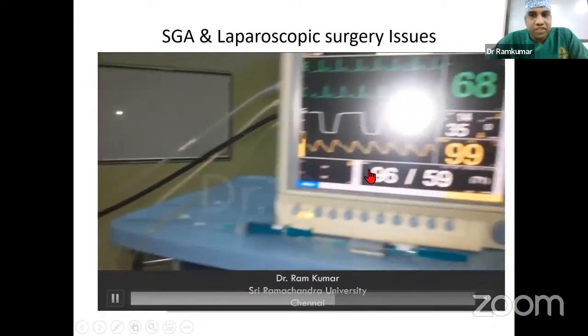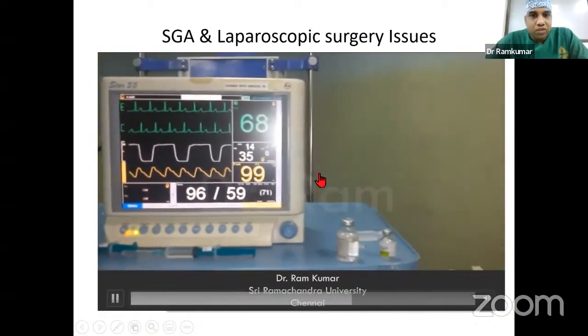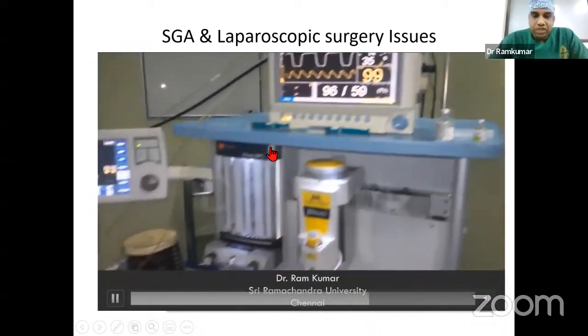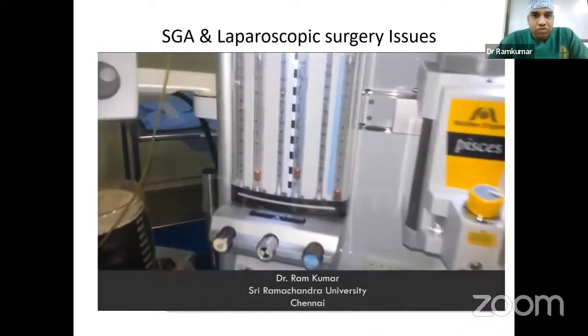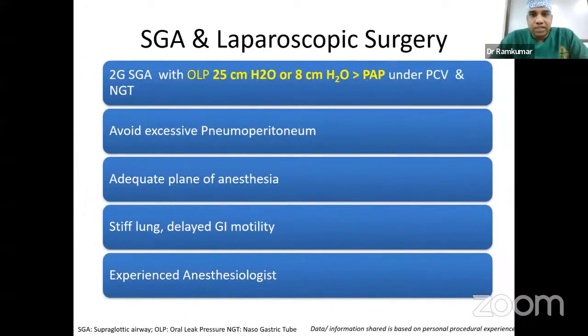The peak airway pressure is around 15 centimeters of water. Vitals are good, saturation is good. The end-tidal CO2 trace is good despite having low flows, around 1.5 liters. This is just to show that it can be done, but it needs a lot of practice and choice of patients and choice of device.